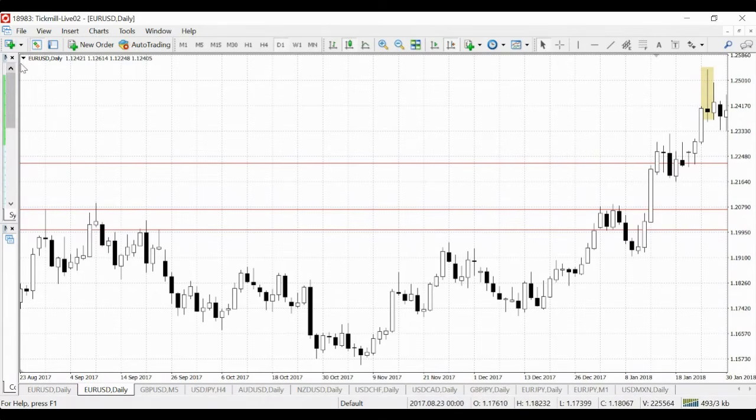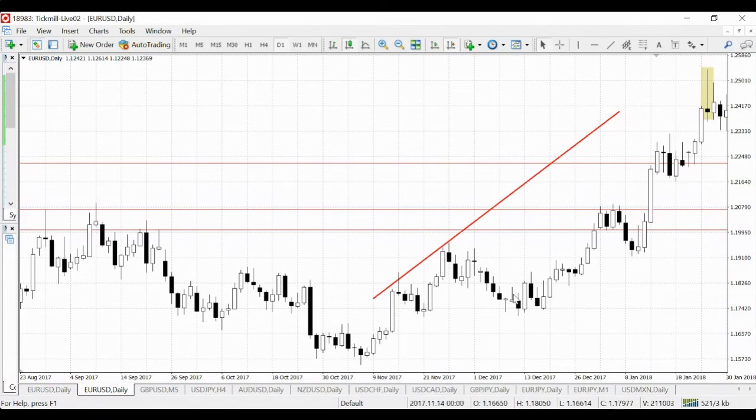This is a Euro USD daily chart, and we are on an uptrend. I have marked some support and resistance levels with the red lines, and at the top of the uptrend, we identify this pin bar right here. I have marked it with the square. We see the very long tail and the very short body.